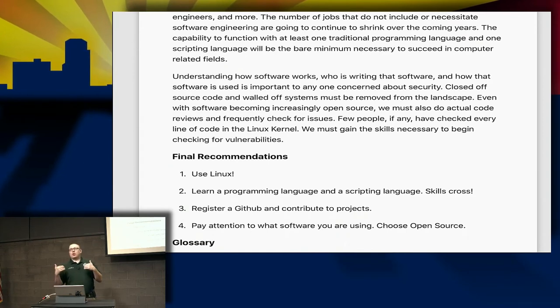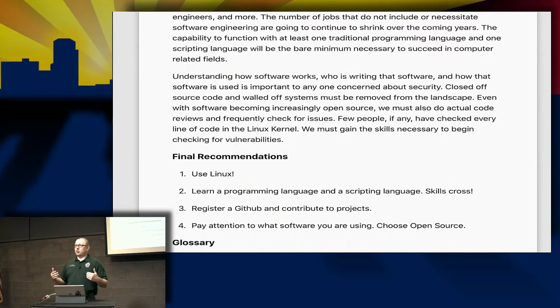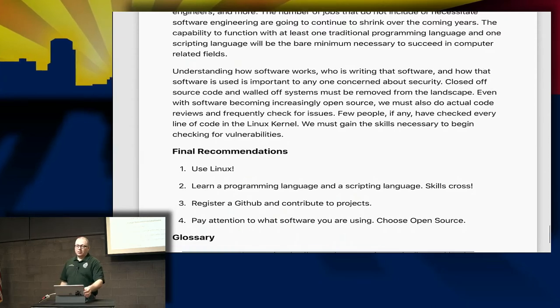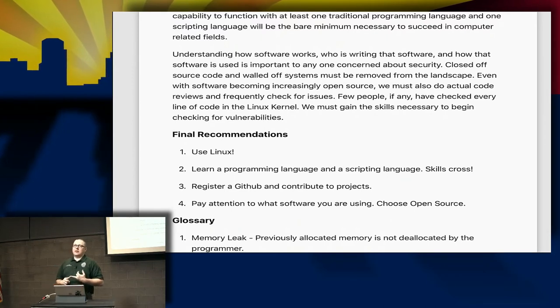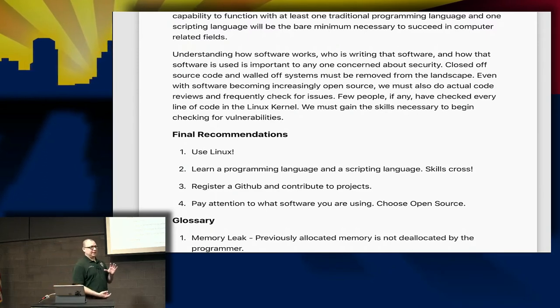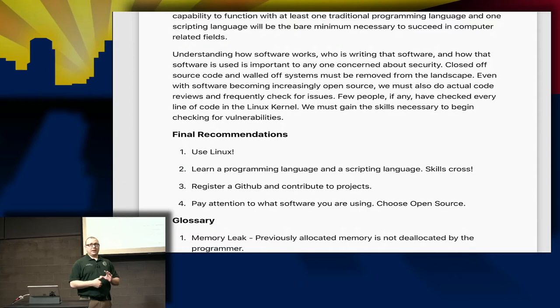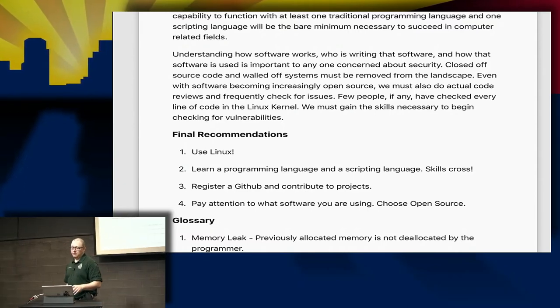The jobs that are going to necessitate having some sort of software engineering or software development background are going to shrink. They're just going to continue to shrink. So learn yourself one traditional programming language and at least one scripting language. I'm telling you, if you can learn Perl, Bash, Ruby, Python, and grab yourself a copy of the GCC and do a little bit of C programming, even those basic concepts will serve you for a long time.